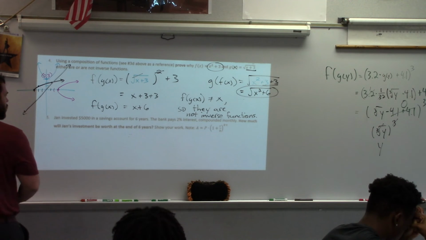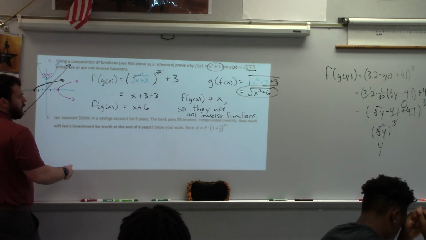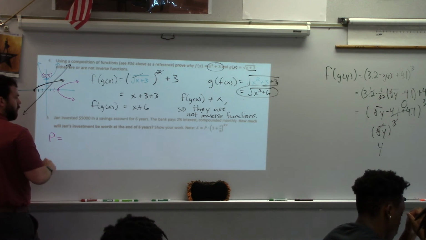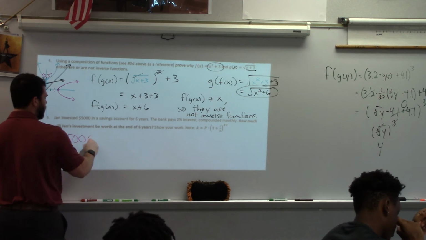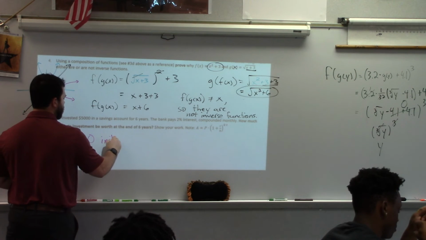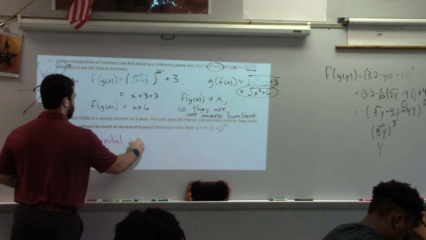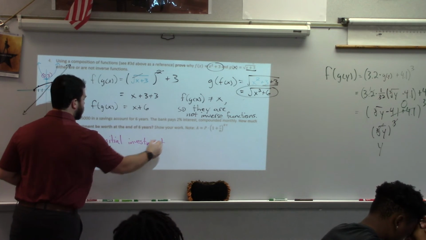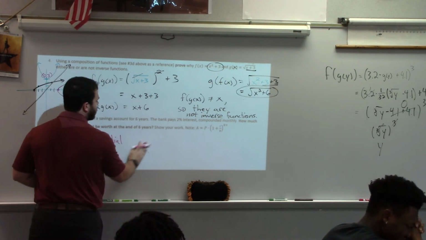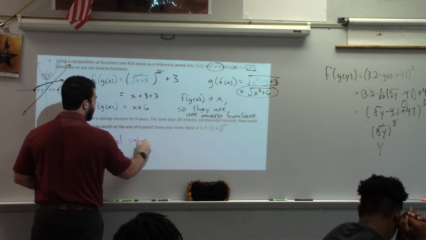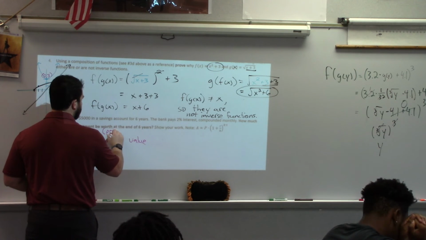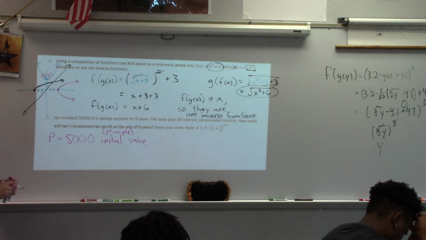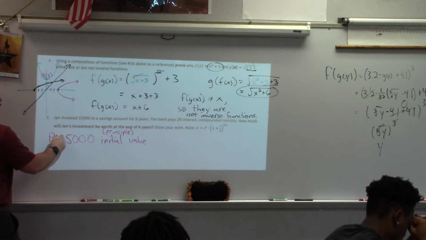Okay. So remember A, the final amount, that's all that A is. What is P? 5,000. Remember, that's the initial investment. So P is always going to be the initial value. When talking about money, it's called the principal, which is why it's a P. Right? So with money, it's called the principal.